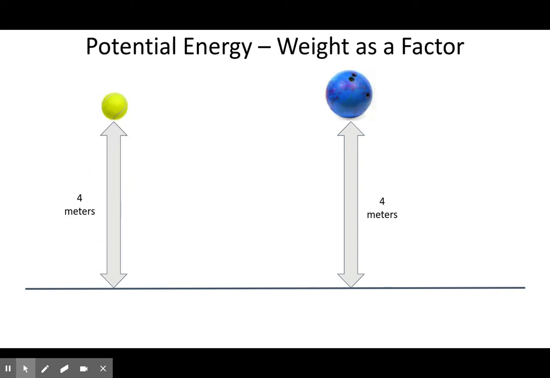Now, if the heights are the same, then weights are a factor. So here we've got a tennis ball and a bowling ball. They're at the same height, but they will cause different amounts of change to the ground. A tennis ball dropped from 4 meters, because it doesn't have a lot of weight, won't cause very much change to the floor. A bowling ball dropped from 4 meters will cause a lot more change to the floor because it's just got a lot more weight, even though it's at the same height.